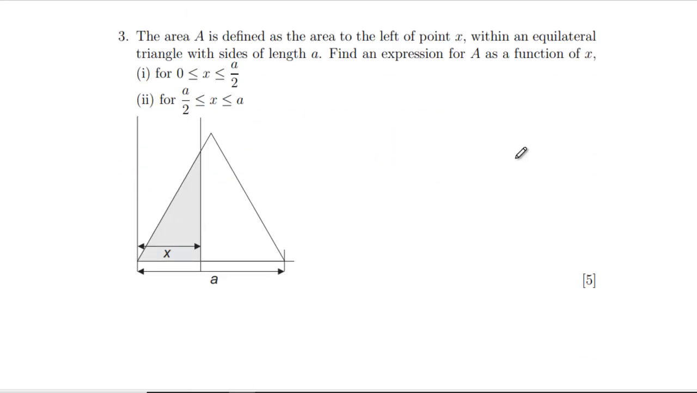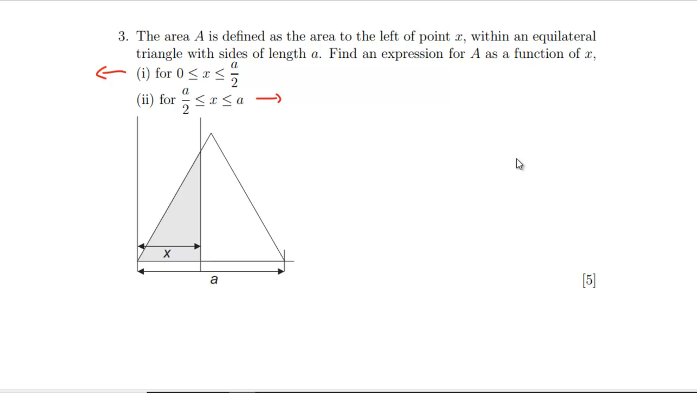Right, pushing on then. The area A is defined as the area to the left of point X within an equilateral triangle with sides of length A. Find an expression for A as a function of X when X is less than... oh right, okay, so it depends on which side of the peak of the triangle we're on. The first part is when we're on the left of the peak, and the second part is when we're on the right of the peak.